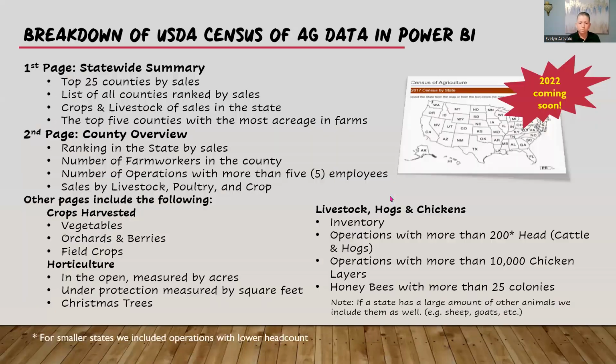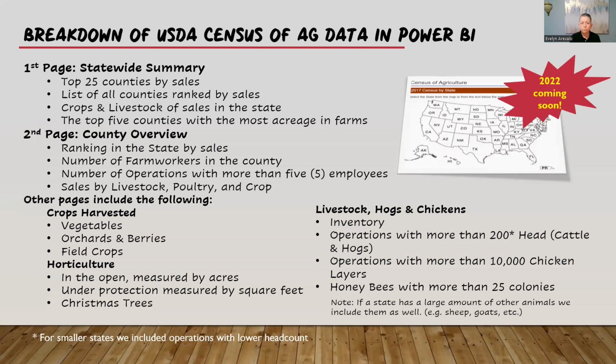So now I just want to talk real quick about what exactly we added from the USDA Census of Ag. In that specifically, you're going to see your statewide summary, your county overview, and other pages such as crops harvested, horticulture, livestock, hogs, and chickens. And that includes the honeybees, like specialty livestock. I created this page so you have it as a reference for later. If you get this PowerPoint, you can always see what exactly is in Power BI.